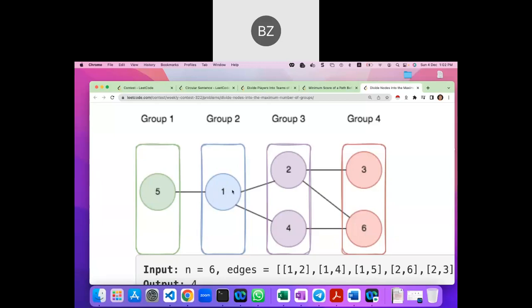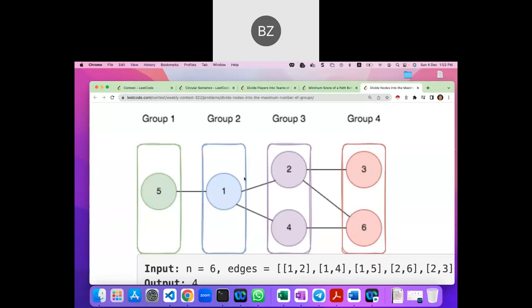Now if 1 is colored blue, then what will 2 and 4 be colored with? If 1 is colored blue, these should be colored red. Now they both should be colored red because they are adjacent to it. There cannot be two nodes connected together having same color. If these two are red, then these two must be blue. Now see, 4 is red, 6 can be blue, 2 is red, 6 can be blue. So we use one standard DFS variation to check whether the graph is bipartite or two colorable or not.